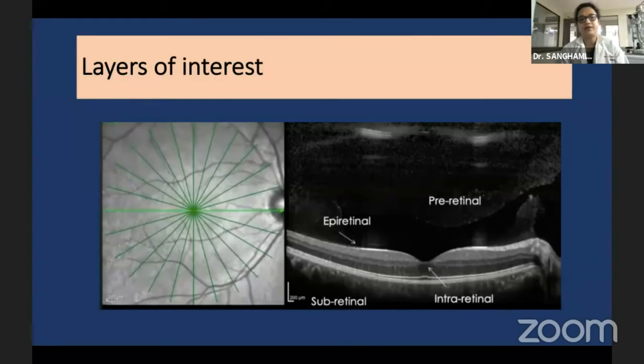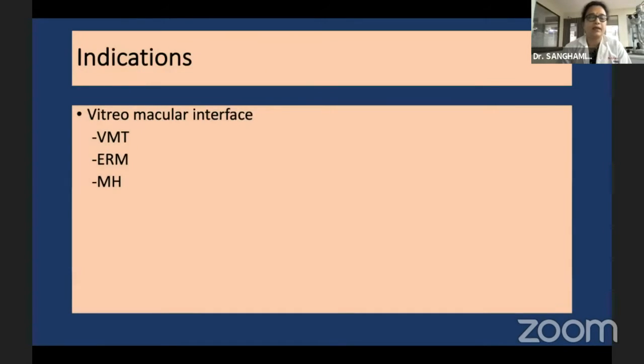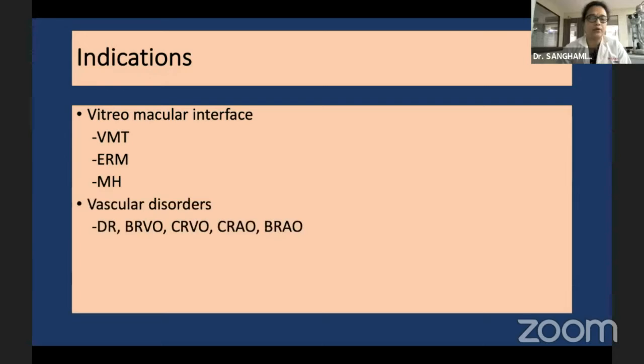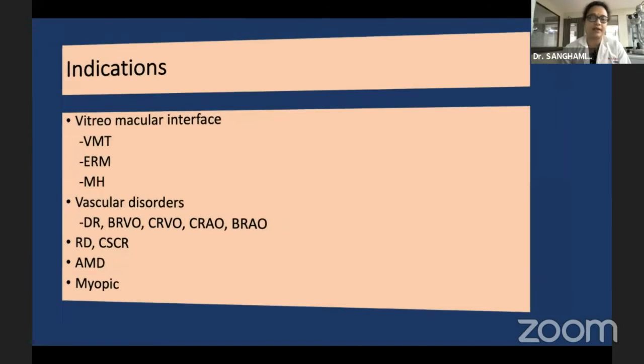The areas of interest when we do a retinal OCT are the pre-retina, epiretinal membrane, intraretina, and the subretinal membrane. The indications are vitreomacular interface, where we try to see a vitreomacular traction, ERM or a macular hole. In vascular disorders, in diabetic retinopathies, the RVOs and the CRVO and CRAOs. We might sometimes use it in a subtle case of a subclinical RD, CSR, in age-related macular degeneration, and in high myopia, where the contrast is very less.